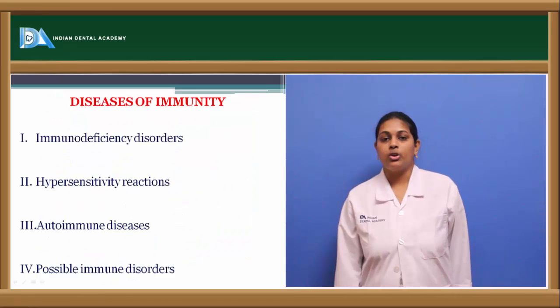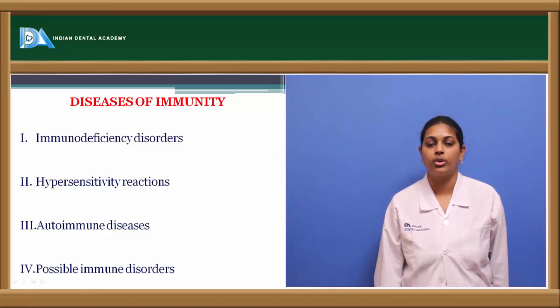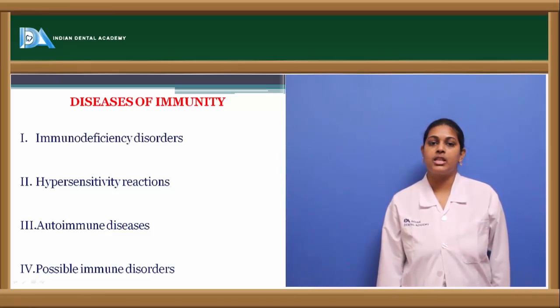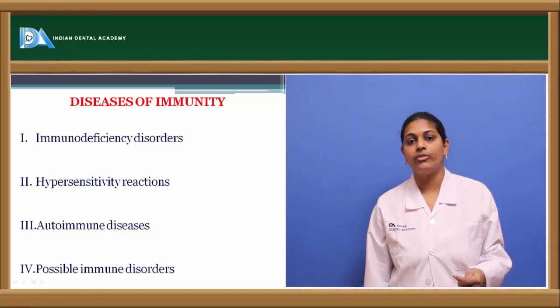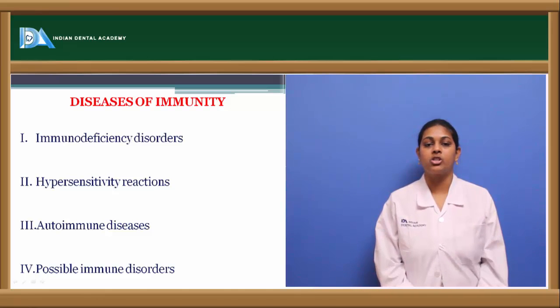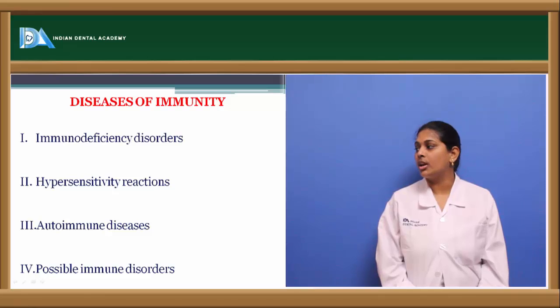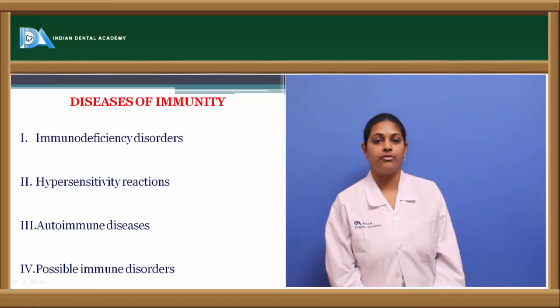Coming to the diseases of immunity, usually they are grouped into four groups. The first is immunodeficiency disorders, where, as we have seen, there is failure of the host immune response to function properly to its maximum limit because of alterations, either genetic or acquired. The major illustration of an immunodeficiency disorder is AIDS, an acquired immunodeficiency syndrome, because of the reduction in CD4 plus T lymphocyte count.